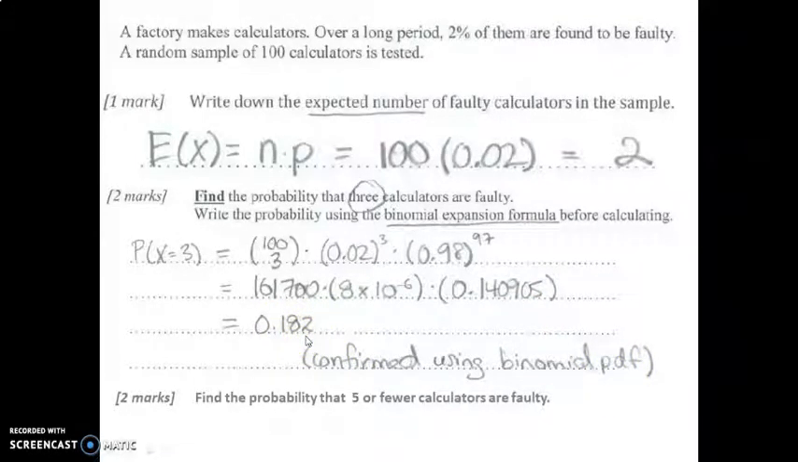Okay, final problem. Find the probability that 5 or fewer calculators are faulty. So again, 5 or fewer means 5 are faulty, or 4 are faulty, or 3, or 2, or 1, or 0. So you can either run this 6 times, one time for 5 and 4 and 3 and so on, or you can run your binomial CDF on your calculator. So try that now. Okay, running the binomial CDF using 5 and under, we get this value here. So double check that you got the same one.